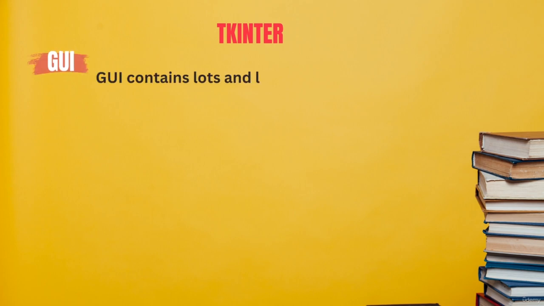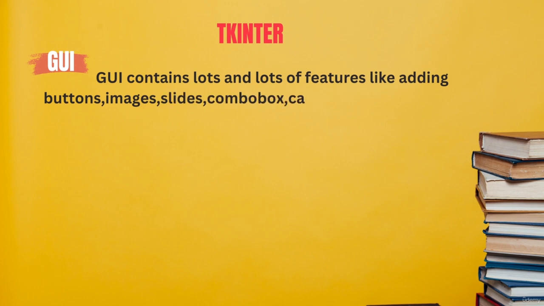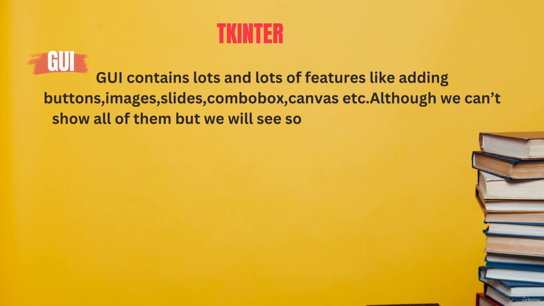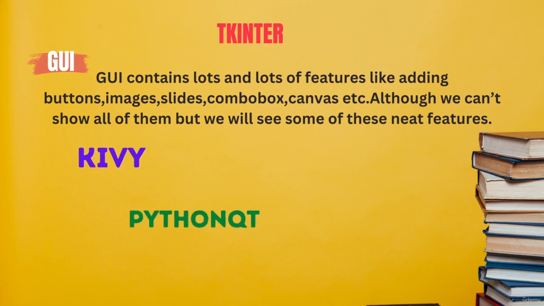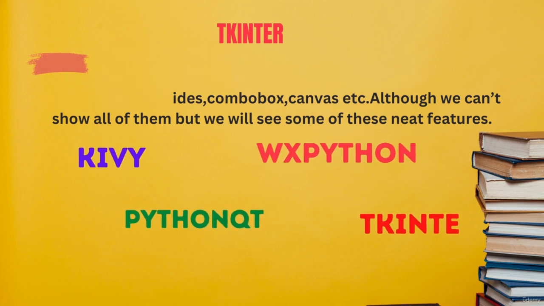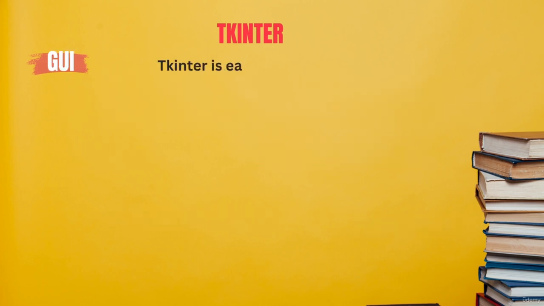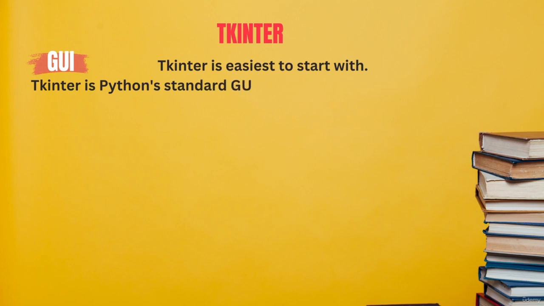GUI contains lots and lots of features like adding buttons, images, slides, combo box, canvas, etc. Although we can't show all of them, we will see some of these neat features. There are many GUI libraries in Python like Kivy, PyQt, wxPython, Tkinter, etc. Tkinter is easiest to start with. Tkinter is Python's standard GUI package. It is the most commonly used toolkit for GUI programming in Python.